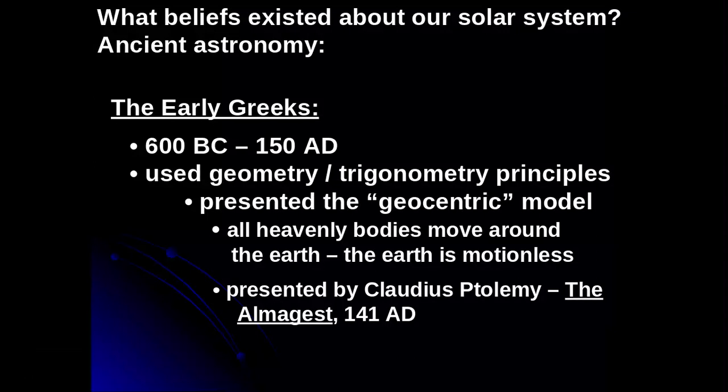Geo means earth, centric means center. So Ptolemy presented an earth-centered solar system, where Earth is in the center, and all the other celestial bodies, the other planets and the sun, revolve around the Earth. In fact, Ptolemy was so adamant that he published an article called the Almagest, in 141 AD, to the science world.